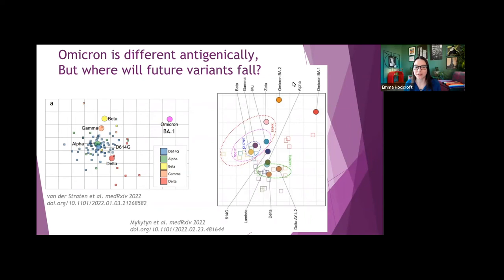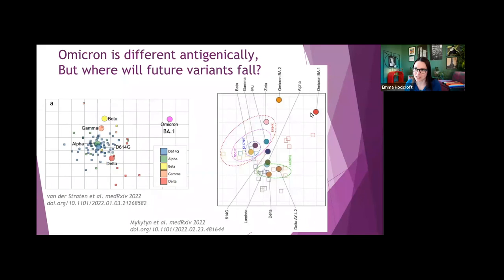But the real take-home message from these is a reminder that we don't know how big this antigenic space is. Certainly some of this will not be accessible. There will be antigenic spaces here that are either not fit enough to be competitive or are just impossible for some biological reason. But we don't know where those spaces are. We don't know how wide this space is. And we don't know where a variant might fall next.